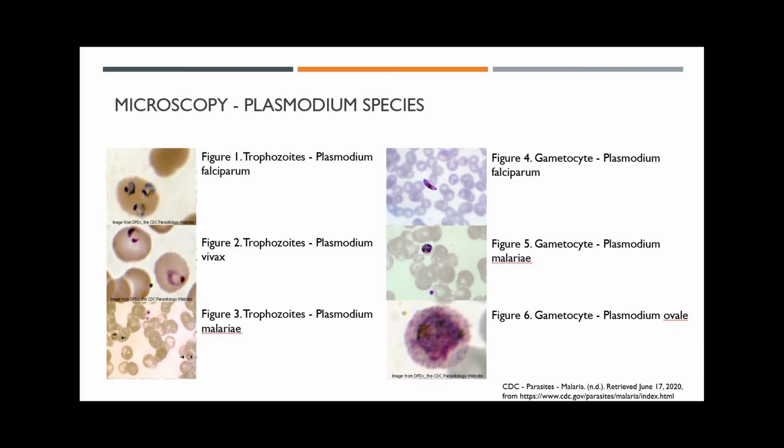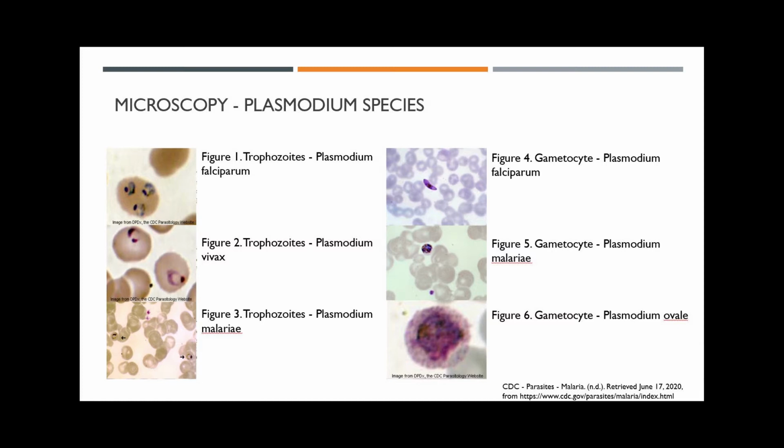In figure 2, red blood cells infected by Plasmodium vivax are often larger than uninfected red blood cells. They are approximately 1.5 times the size of a normal cell. Figure 3 shows Plasmodium malariae, with trophozoites showing the ring shape and the tendency of infected cells to be of normal or smaller size. And this is indicated by the arrows.